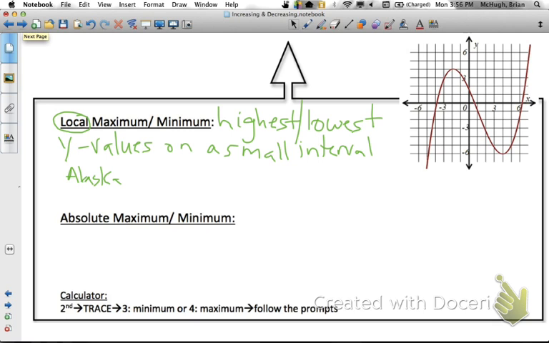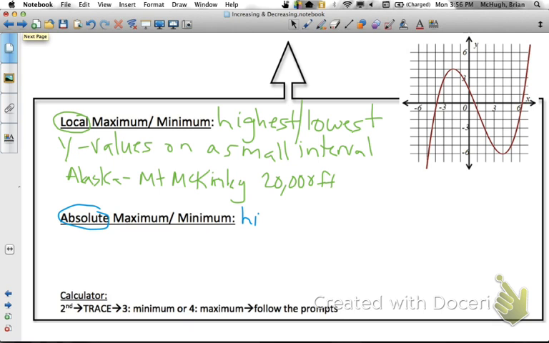Think of the highest point in America, in Alaska, Mount McKinley, the highest mountain in America. Mount McKinley is roughly 20,000 feet high. That would be our local maximum, our highest point in America. Now, we know that's not the highest point in the world. The highest point in the world would be the absolute maximum.